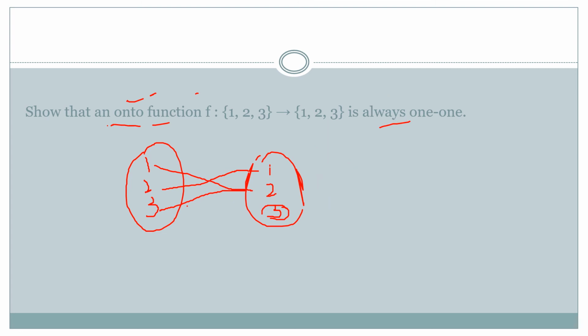Let me explain it one more time. What are we saying?